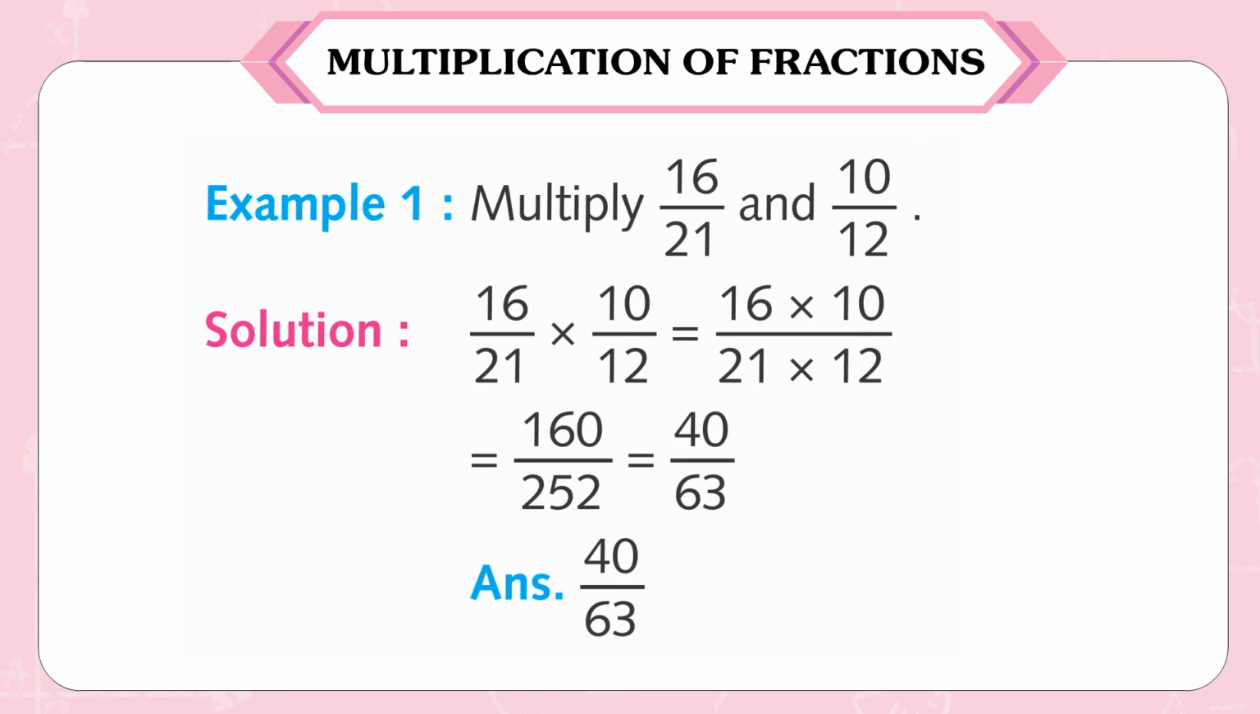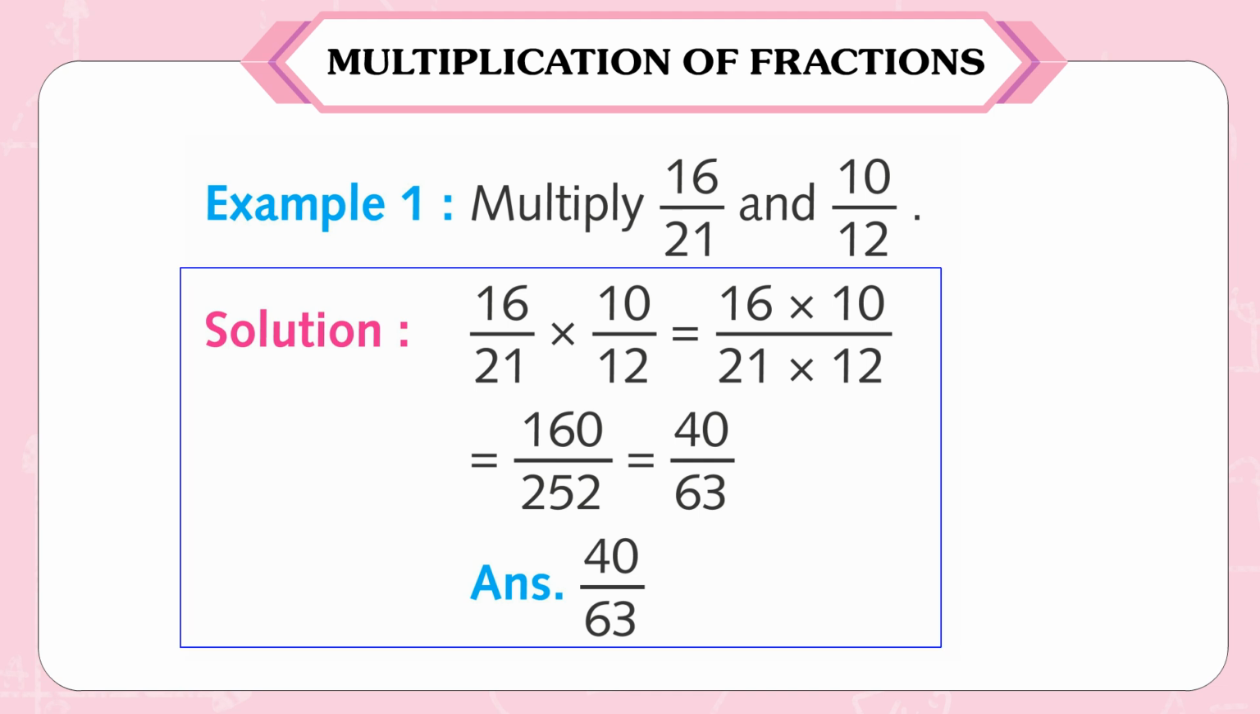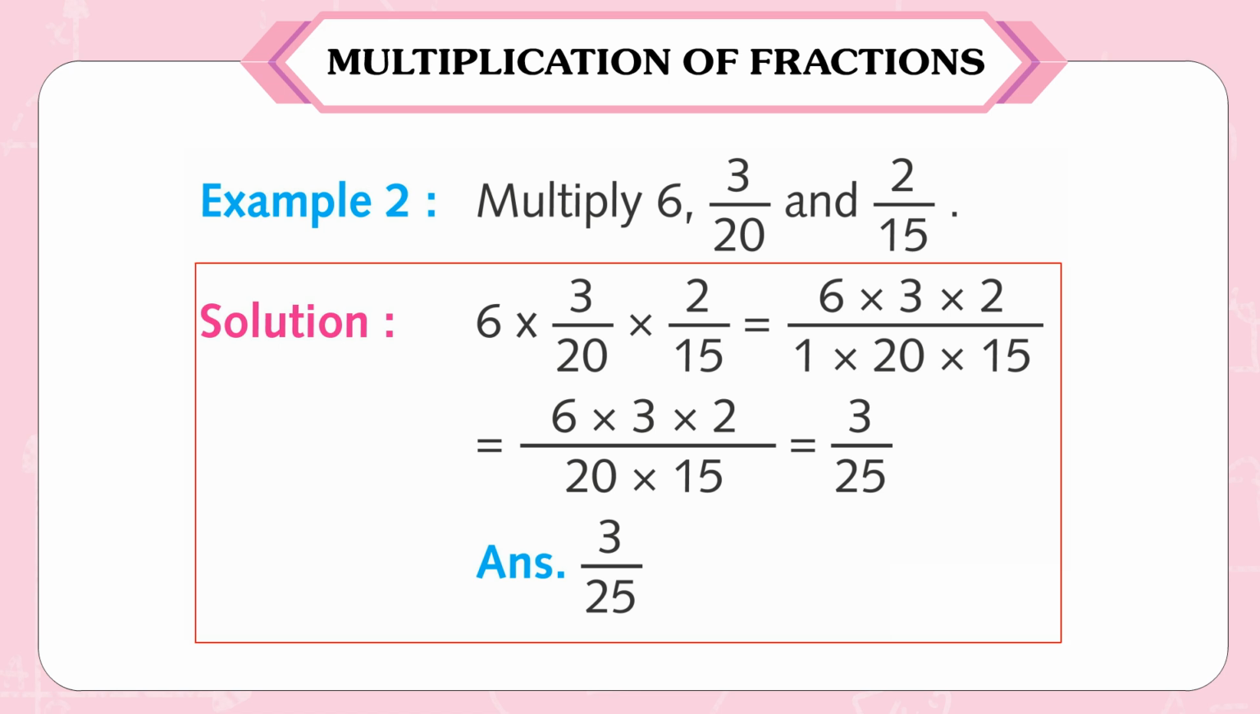Example 1. Multiply 16 upon 21 and 10 upon 12. Solution. 16 upon 21 into 10 upon 12 is equal to 16 into 10 upon 21 into 12 is equal to 160 upon 252 is equal to 40 upon 63. Answer. 40 upon 63.